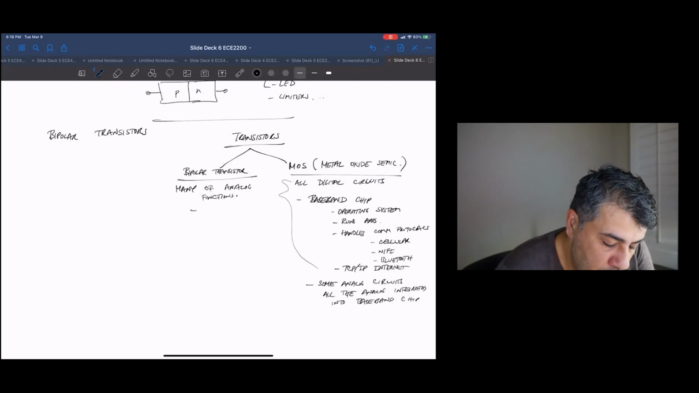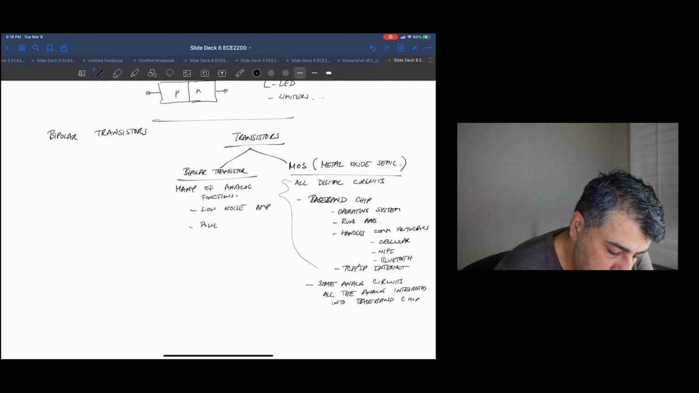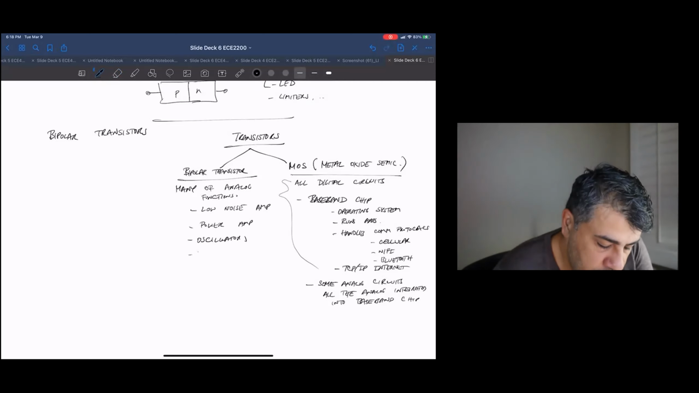And those are any kind of amplifier, like let's call it low noise amplifier, power amplifier, oscillators. This is all the analog things you need to run your cell phone, okay? Or interface to the mic, to speakers, that kind of thing, okay?